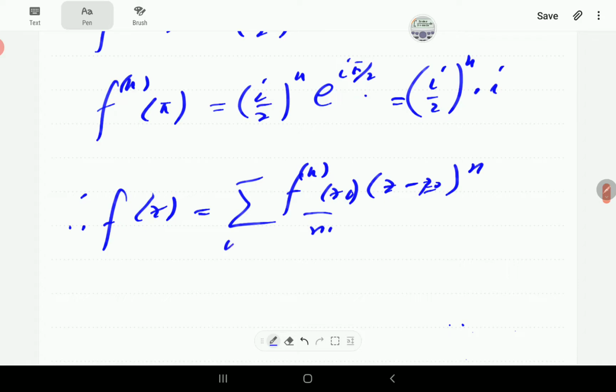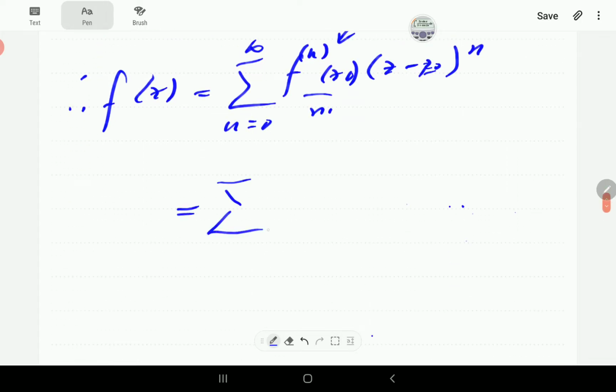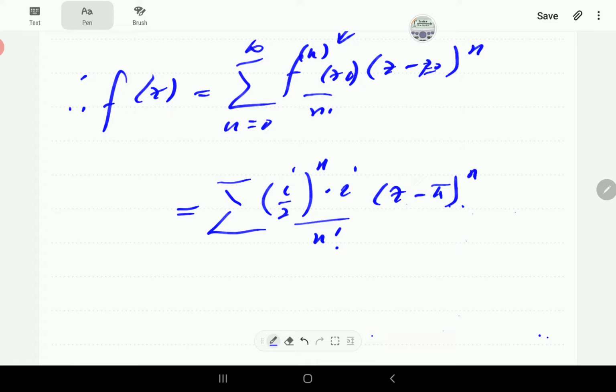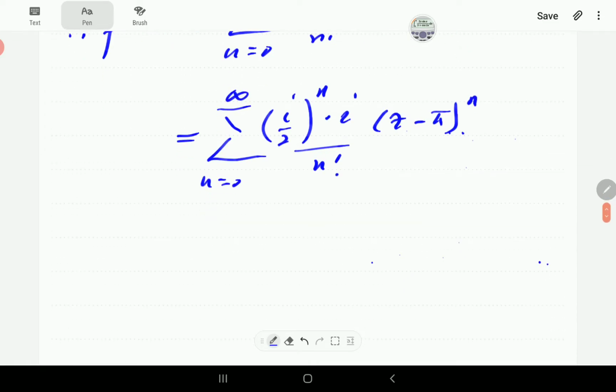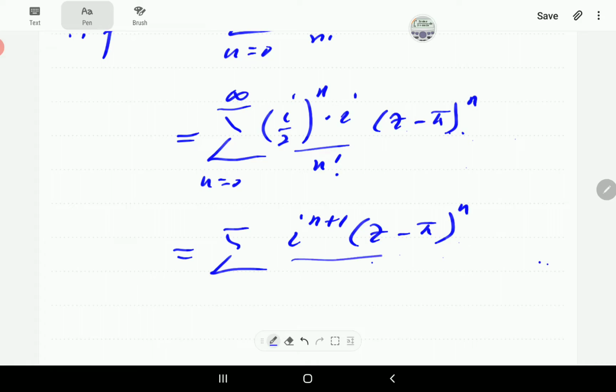The formula is f to the n of z naught, z minus z naught to the power n, over n factorial. All right, so we're going to plug in here. So this is going to be the summation of (i/2) to the power n times i, all divided by n factorial, times (z minus pi) to the power n, from 0 to infinity. If we like, we can write this as i to the power n plus 1, (z minus pi) to the power n, all divided by 2 to the power n times n factorial. So that's going to be the general formula for the Taylor series of this.